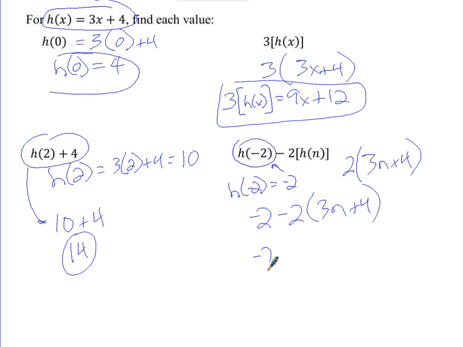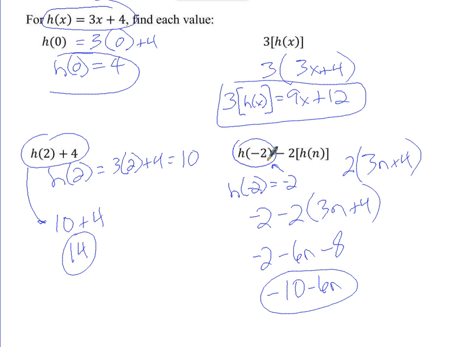I can't do anything to the negative 2. I can distribute. What do I get? Negative 6n minus 8. I like it. Now what? Combine like terms, and I get negative 10 minus 6n. Negative 6n minus 10. Same thing. There's your answer.